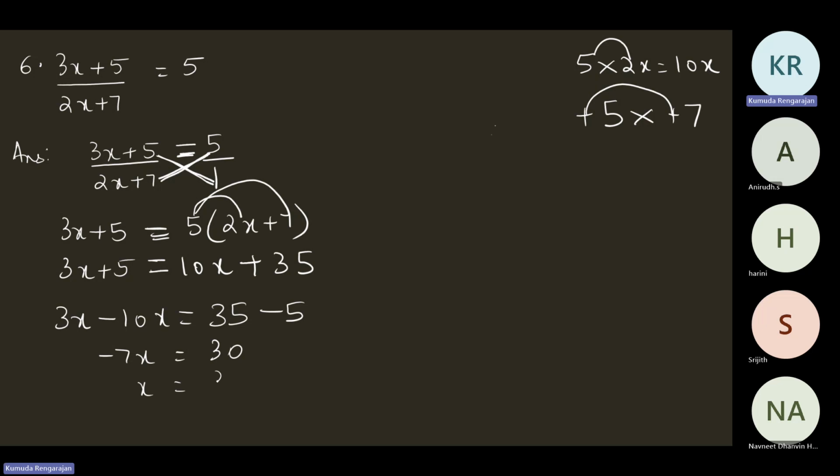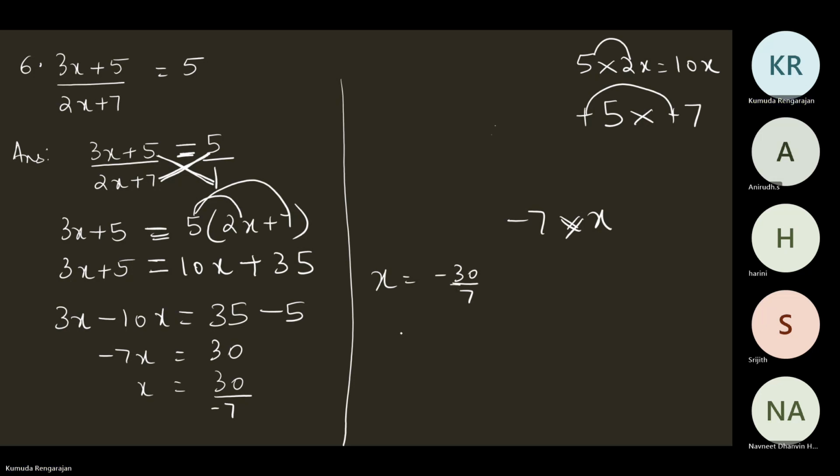X is equal to 30 by, see here, minus 7 into x it is. So its multiplication will become division as minus 7 only. It will not become plus 7 because multiplication becomes division. That's all. Minus 7 will come down as minus 7. So x is equal to minus 30 by 7. You can take the minus sign to the numerator or you can put it in the middle. So x is equal to minus 4, 2 by 7.